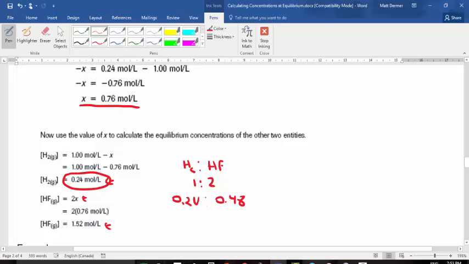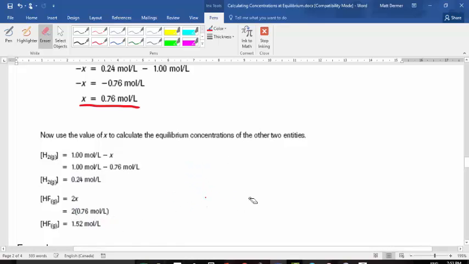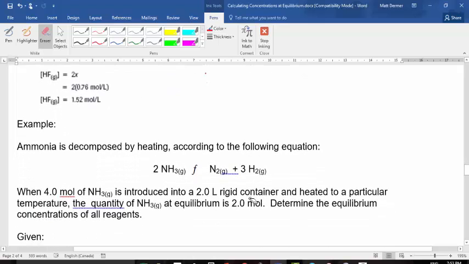In fact, if you start off with 1 mole per liter and 0.24 moles per liter is left over, that means that 0.76 moles per liter of hydrogen was actually consumed, and twice as much hydrogen fluoride will be produced as a result. So hopefully that's a lot of red ink on that page there, but I hope that makes sense. All right, let's take a look at one last example.